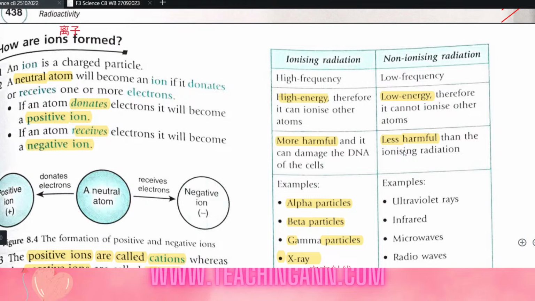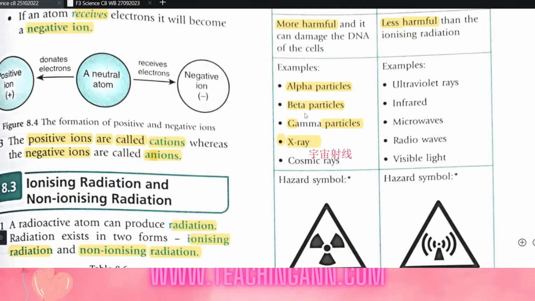So examples of ionizing radiation: alpha particles, beta particles, gamma particles, X-ray and cosmic ray. This cosmic ray is anywhere, everywhere, you cannot avoid it. But luckily we are on Earth, so we have the ozone layer that protects us from this cosmic ray.